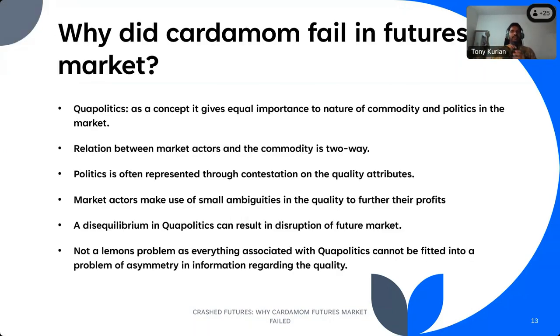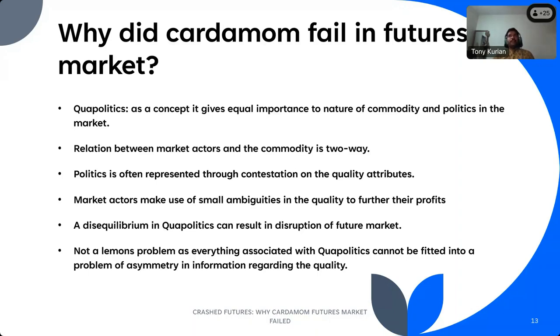Okay, so the question that interests us is, what is the nature of cardamom as a commodity? Now, cardamom is an interesting commodity for two reasons. One, there are many quality grades for cardamom. We the aam aadmi, the common man, would not understand that there are so many quality variants in cardamom. The second aspect is that it's a very quality sensitive commodity.